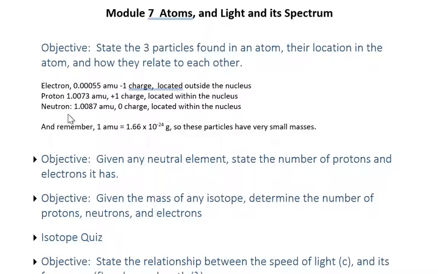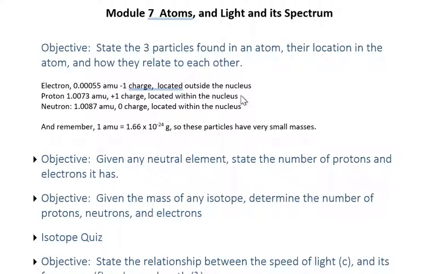Similarly, but opposite, the proton has a mass of basically 1, its charge is +1, and it's located within the nucleus. You need to know all of those things. The proton has a mass of 1. Don't worry about the 0.0073, but it has a mass of 1, and it has a charge of +1 as opposed to -1, and they're located within the nucleus.